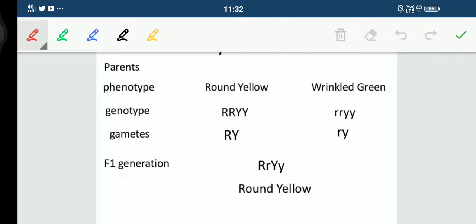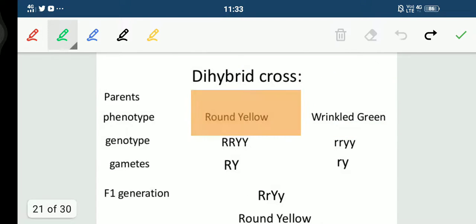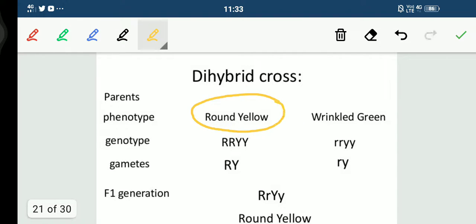Look here. So talking about the parents, fine. You can see we have taken two contrasting characters. One is round yellow, another one is wrinkled green. Fine. So you can see here, I would like to show you with the help of different colors. So for yellow I am taking yellow. This one is the round yellow and this one is the wrinkled green.